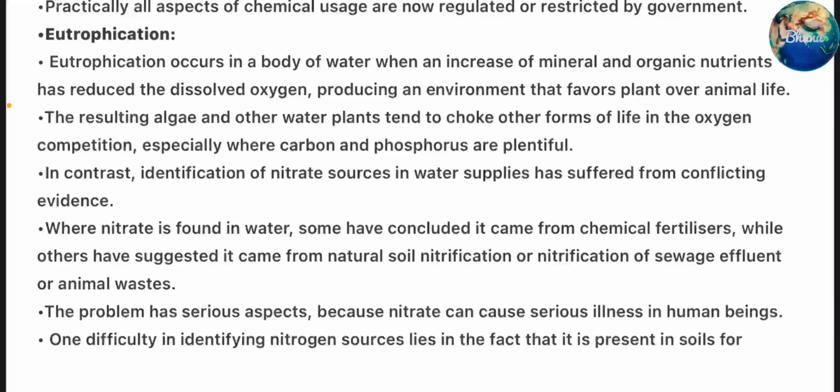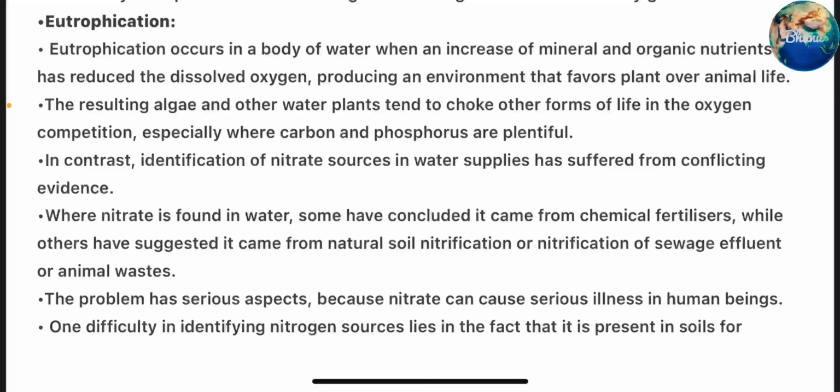Eutrophication. Eutrophication occurs in a body of water when an increase of mineral or organic nutrients has reduced the dissolved oxygen, producing an environment that favors plant over animal life. The resulting algae and other water plants tend to choke other forms of life in the oxygen competition, especially where carbon and phosphorus are plentiful.